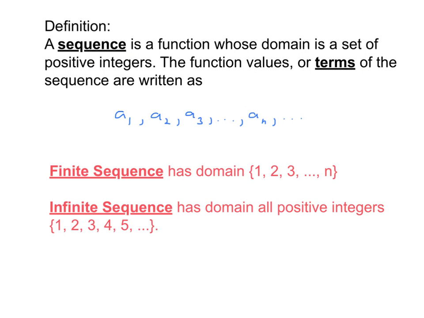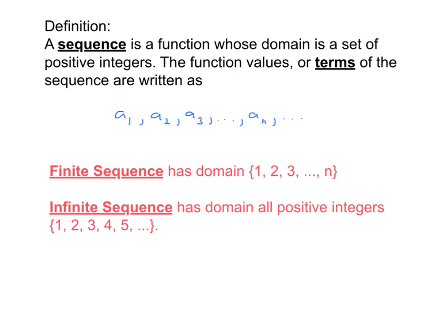Let's start out with a definition of a sequence. A sequence is a function whose domain is a set of positive integers. The function values or terms of that sequence are going to be written with subscript notation. So you'll have a sub 1, a sub 2, a sub 3, and that pattern will continue to a sub n and just continue on. Now, if you have a finite sequence, the domain is going to be a finite set of numbers, so it's going to go from 1 to n. If it's an infinite sequence, then the domain is all positive integers.